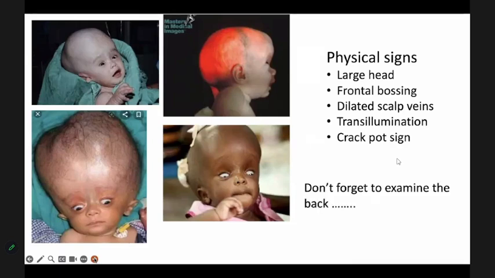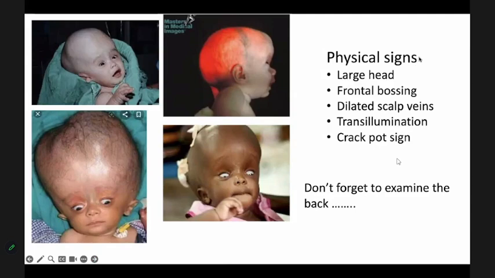Don't ever forget to examine the back. Now, can somebody tell me why? You look at all these physical signs, but you have to look at the back. Can somebody tell me why? Why do you have to look at the back? Associated with neural tube defects like spina bifida. Exactly. Who was that?